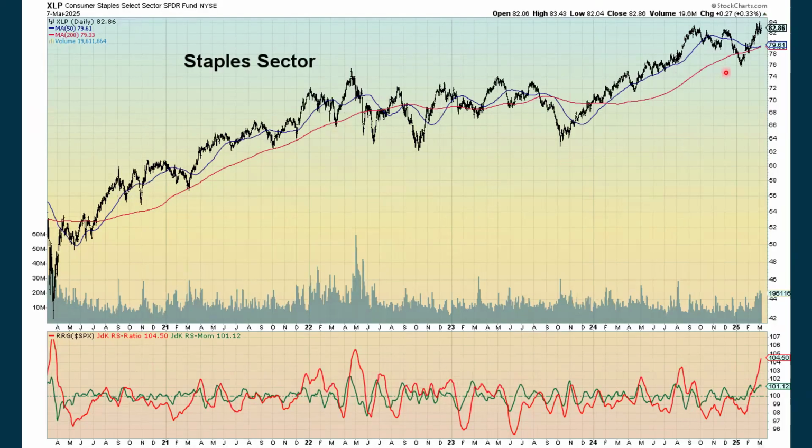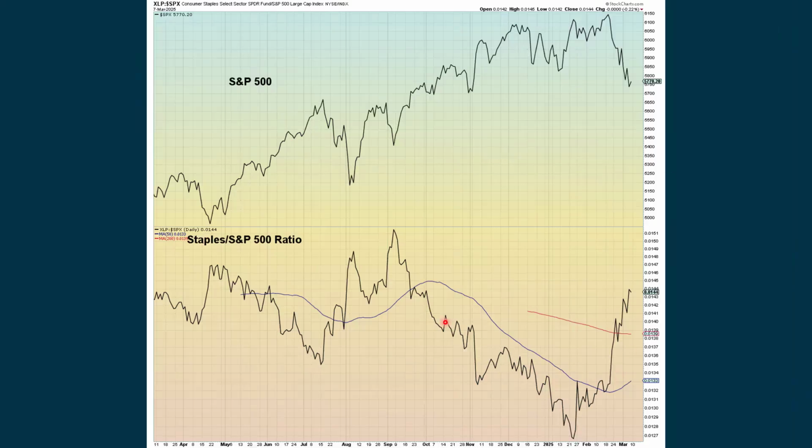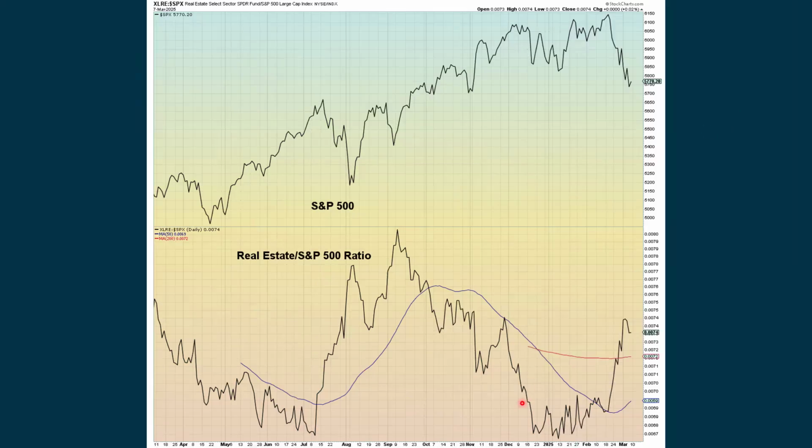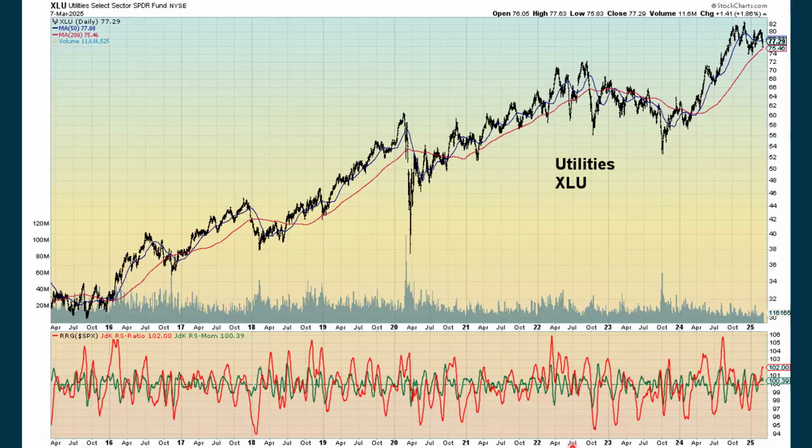Staples. This is defensive, looking solid all by itself and in a downtrend, but really coming back lately. This is what we've been keeping an eye on. Real estate, still in an uptrend above its 50-day moving average. And lately it's been bouncing back up as interest rates have been coming back down, but it's still in a longer term downtrend.